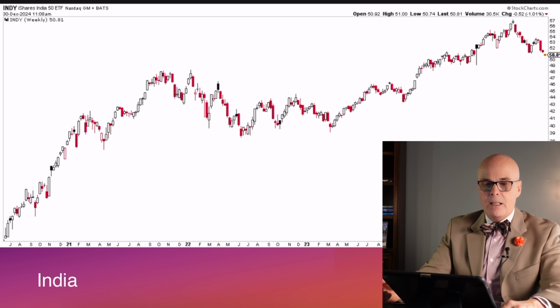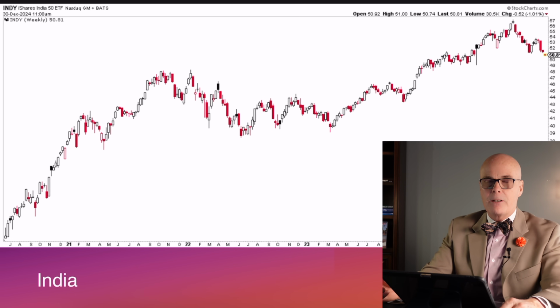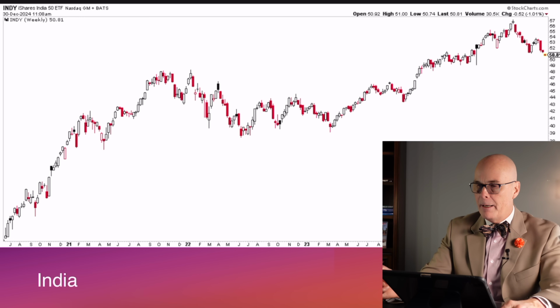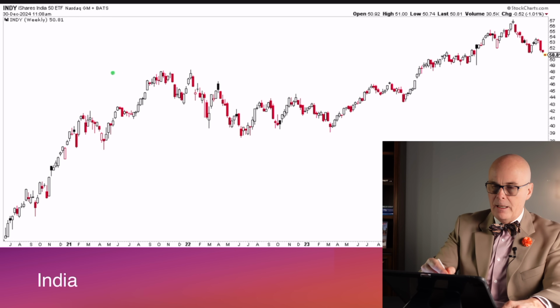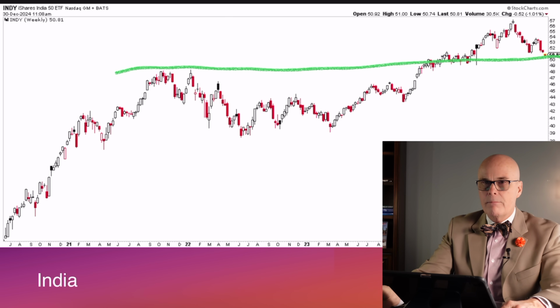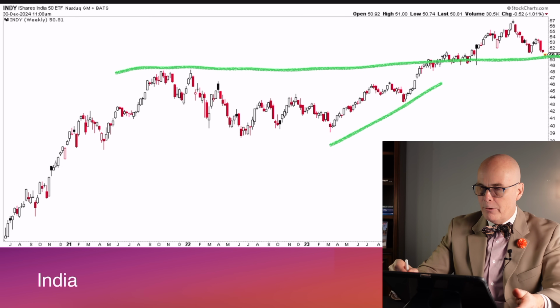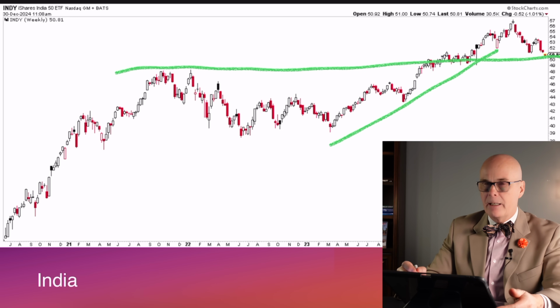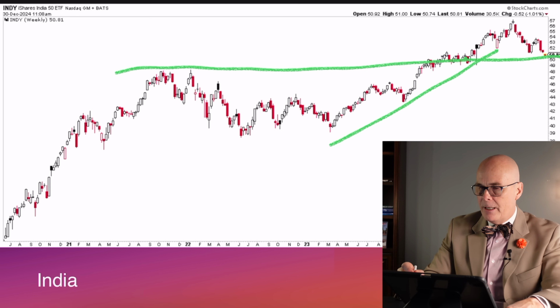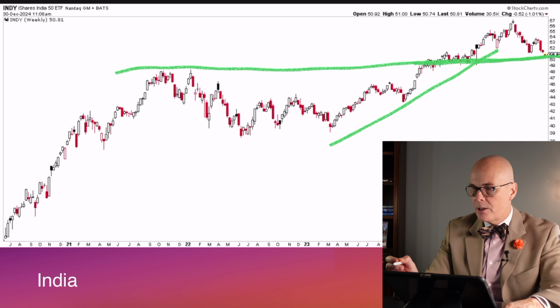Here's the Indian ETF that trades on the New York Stock Exchange, INDY, and you can see that India broke out in 2024 from its old 2022 high. That's good news for any chart. And you can see it moved into an uptrend and now it is consolidating. The thing I want to show you though is that India has not yet broken its key support, somewhere in this ETF's case around $50.